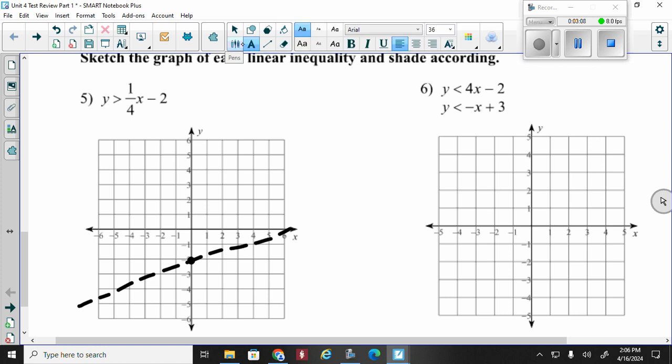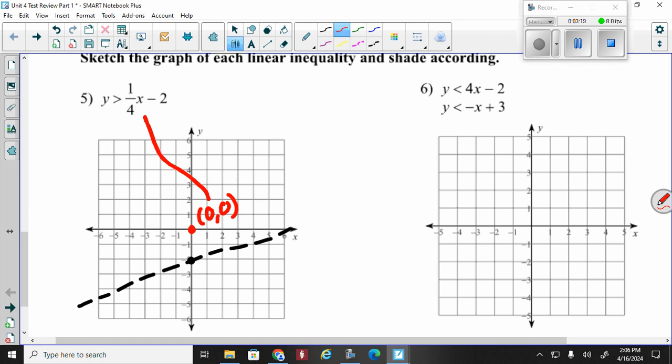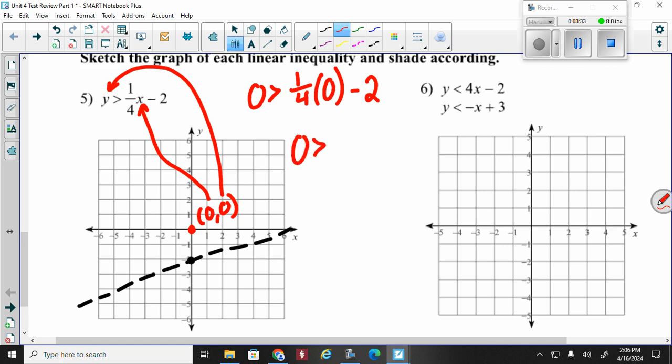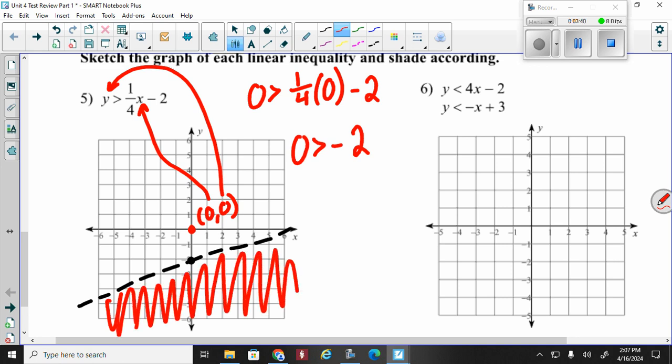And then next thing I need to do is I need to shade accordingly. So I'm going to just choose a point that's not on the line, which I always choose 0, 0. So I'm going to take x, plug in a 0, y, plug in the 0, and see if it makes a true statement. Is 0 greater than 1/4 times 0 minus 2? So that'd be 0 is greater than negative 2. Is that a true statement? The answer is no, it's not a true statement. So that means I'm going to be shading down, like so.